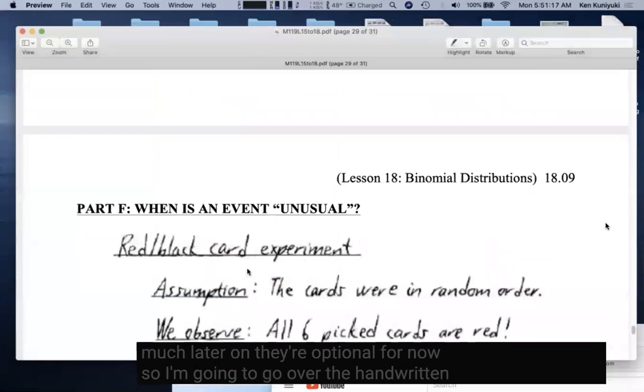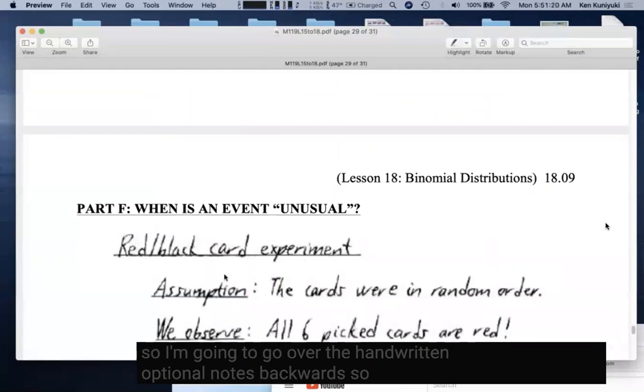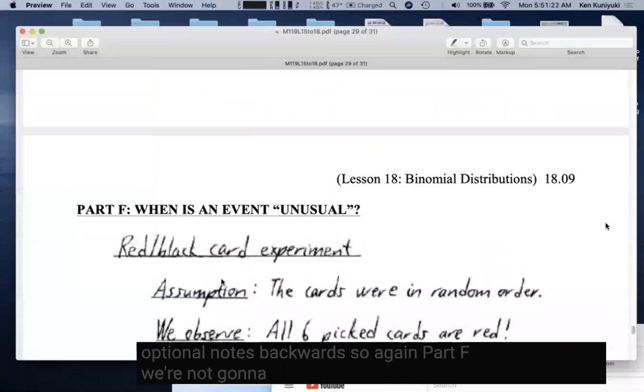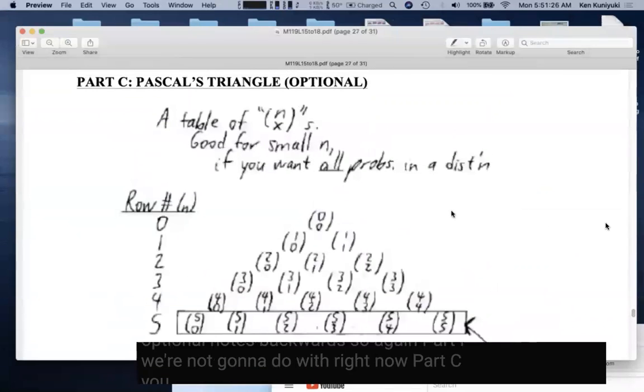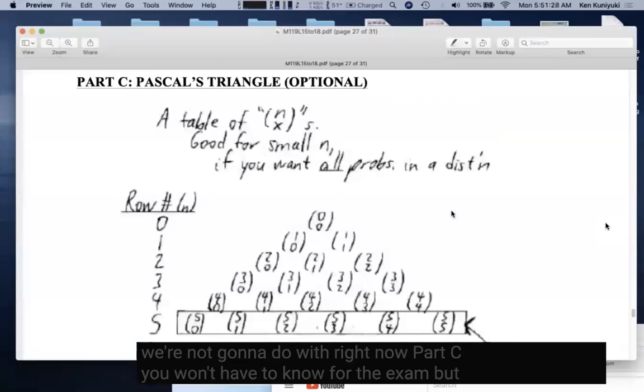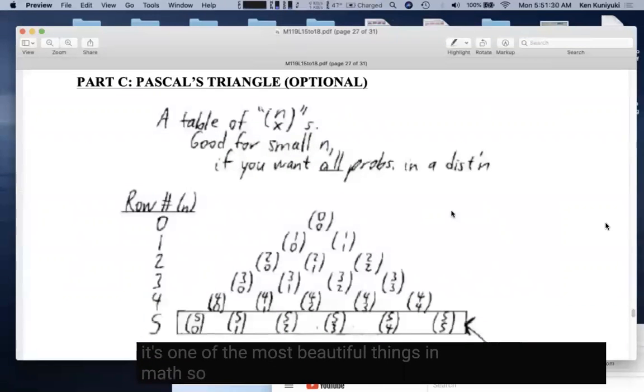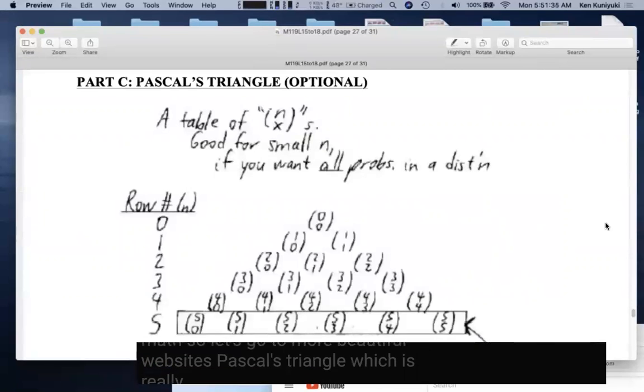Anyway, to go over the handwritten optional note backwards. So again, part F, we're not going to deal with right now. Part C, you won't have to know for the exam, but it's one of the most beautiful things in math. So let's go to more beautiful websites. Pascal's triangle, which is really optional.